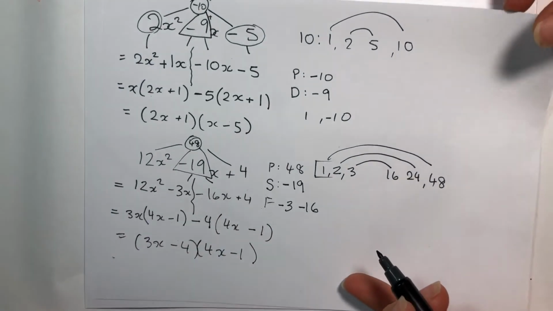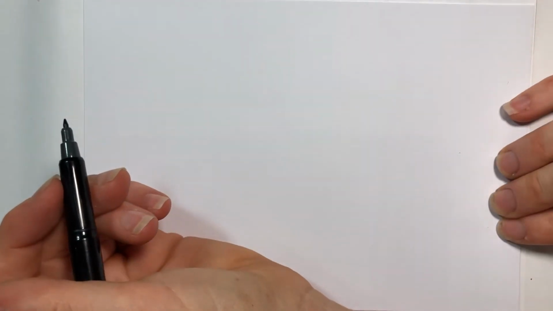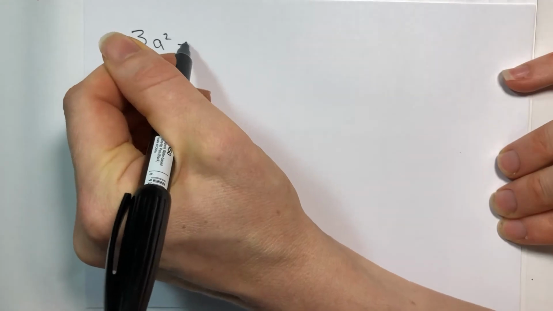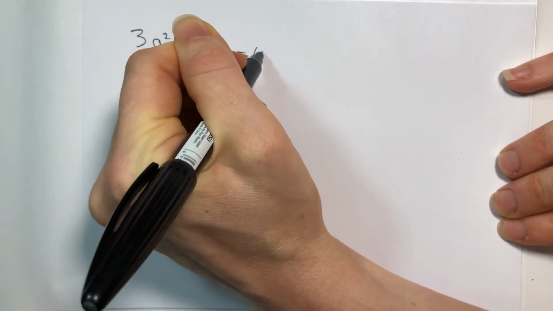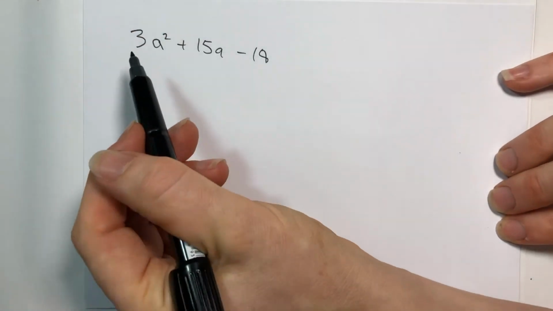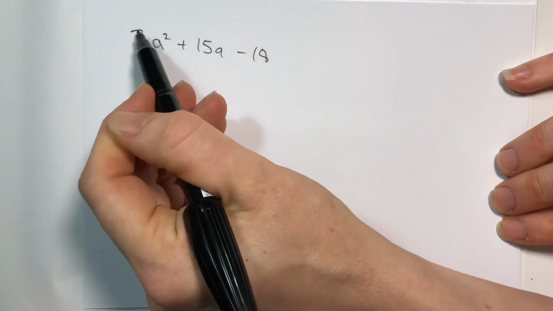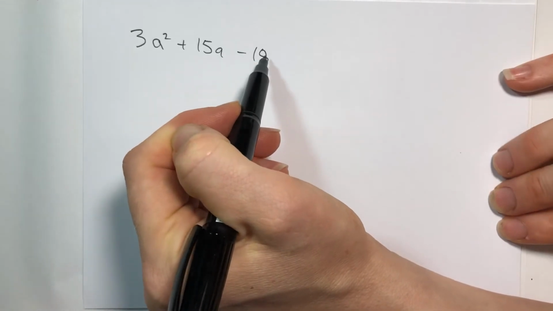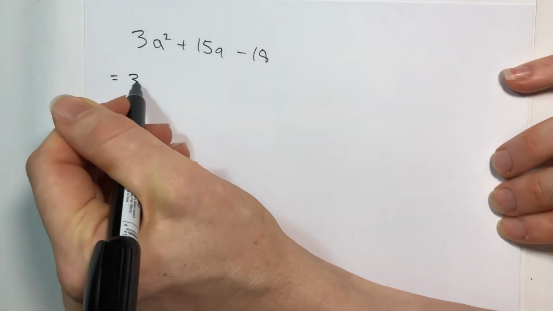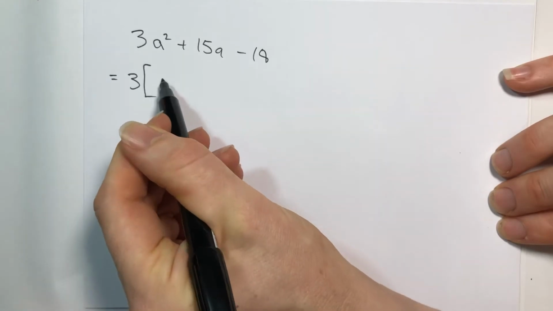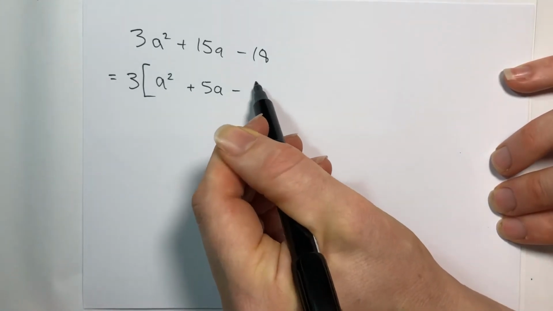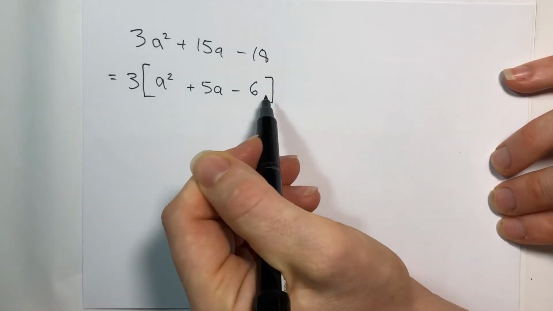And do one more. I just want to show you something here. Sometimes when you get the question, like this one, it's very tempting straight up to just go to the head and put the pom-poms in there. However, we've always got to look first for a common factor the whole way along. If there's one of those, take it out first. It makes life so much easier. 3 goes all the way along and I can have a squared plus 5a minus 6. And that's much smaller numbers to play with.